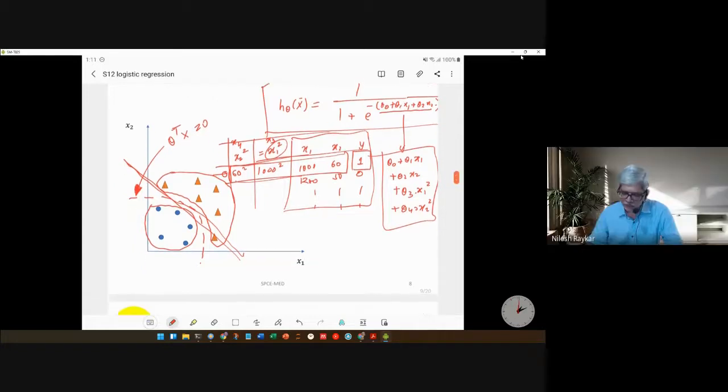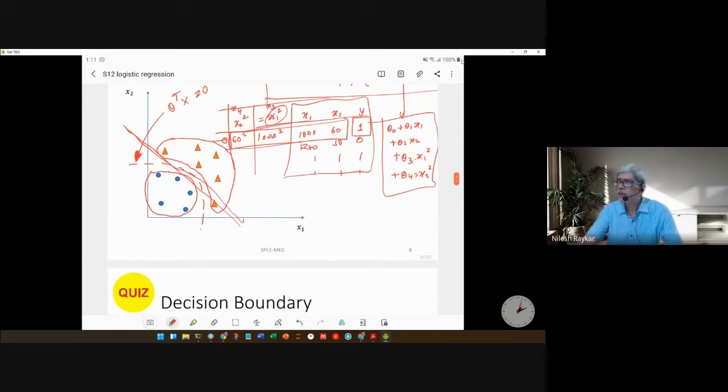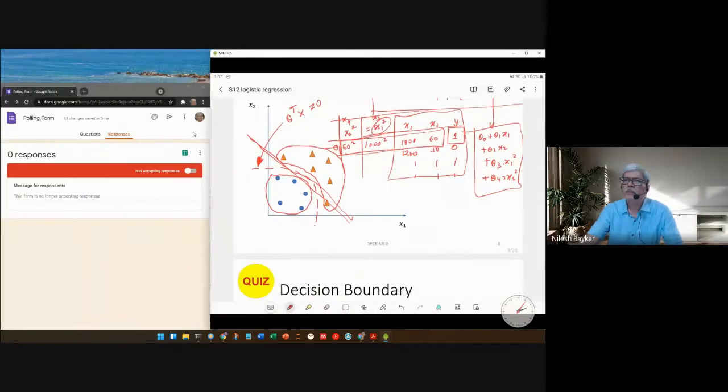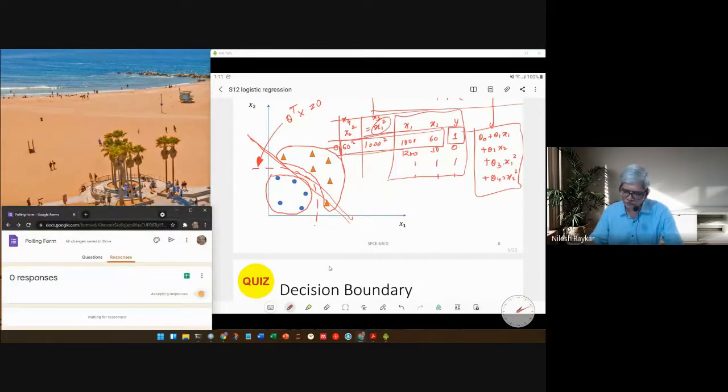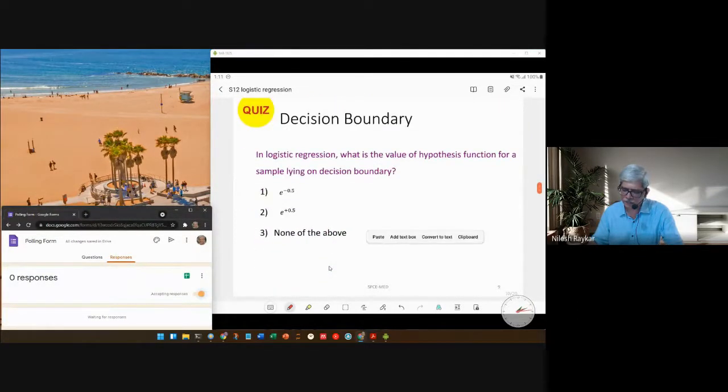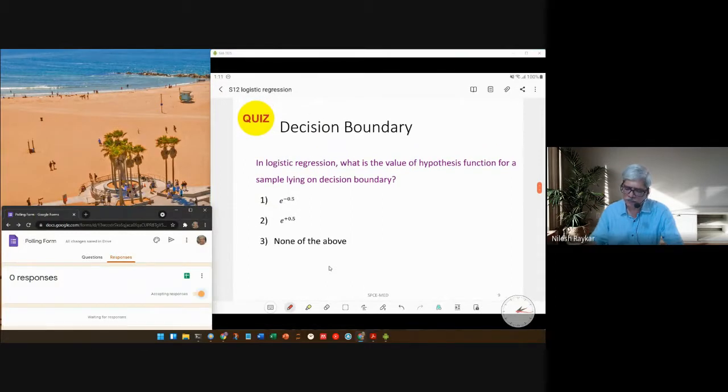Okay. So next there is some quiz. So in a logistic function, the hypothesis function, for those who don't remember, is 1 over 1 plus e to the power minus z. So this is the hypothesis function.